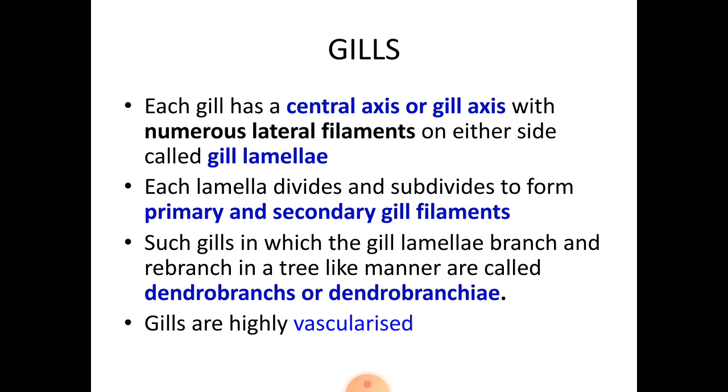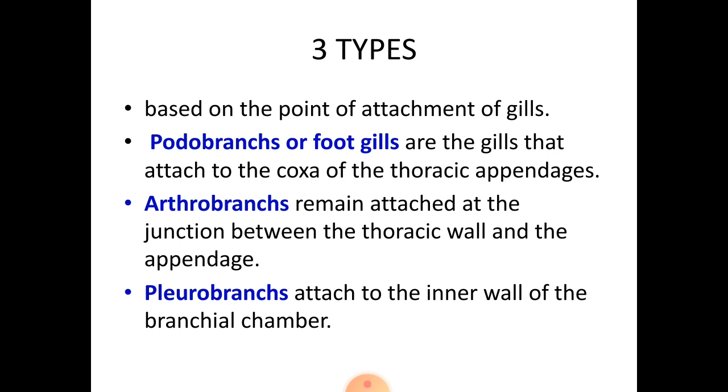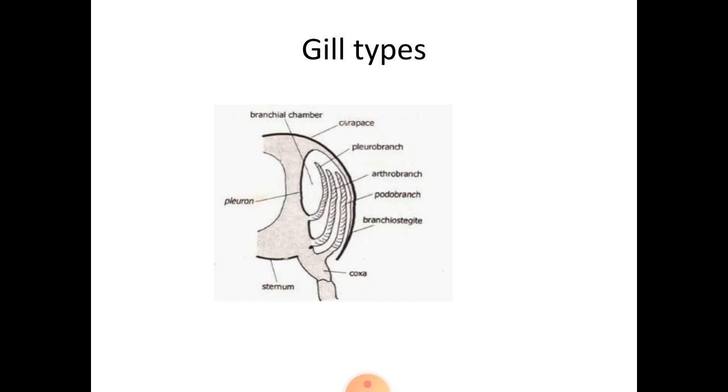Such gills in which the gill lamellae branch and rebranch in a tree-like manner are known as dendrobranchs or dendrobranchiae, and these gills are highly vascularized, that is, richly supplied with blood vessels. Based on the point of attachment, these gills are of three types: podobranchs or foot gills, arthrobranchs, and pleurobranchs. The podobranchs are attached to the coxa of the thoracic appendages, arthrobranchs are attached at the junction between the thoracic wall and appendage, and pleurobranchs are attached to the inner wall of the branchial chamber. And this is the pleurobranch, arthrobranch, podobranch, and the branchiostegite and the coxa.